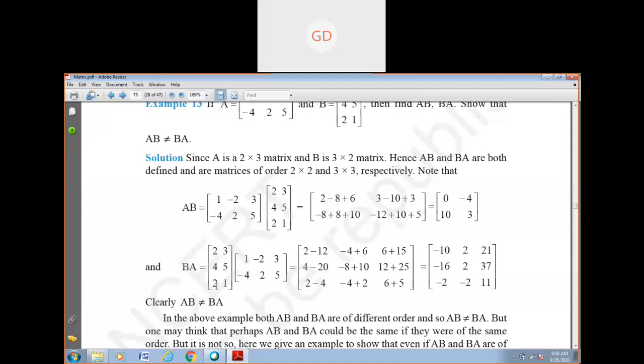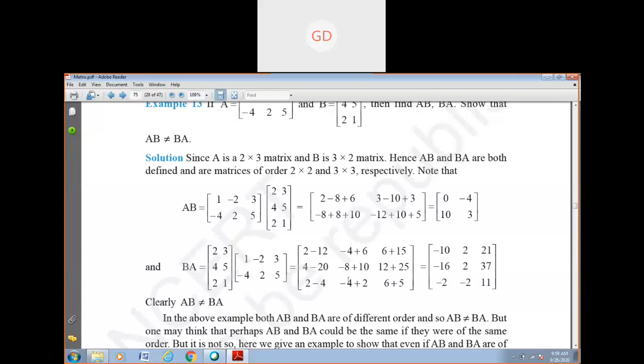Now third row into second column. 2 twos are 4, minus 4, and 2 ones are 2. So minus 4, plus 2. Now third row into third column. 3 twos are 6, 1 five is 5. So 6 plus 5. So multiplication by the third row is over.